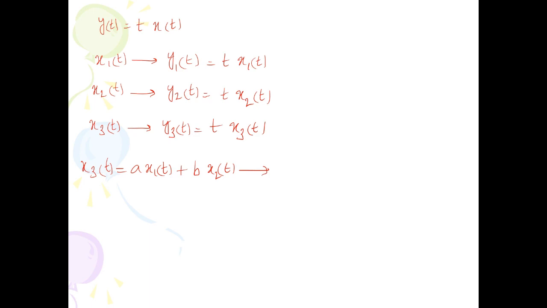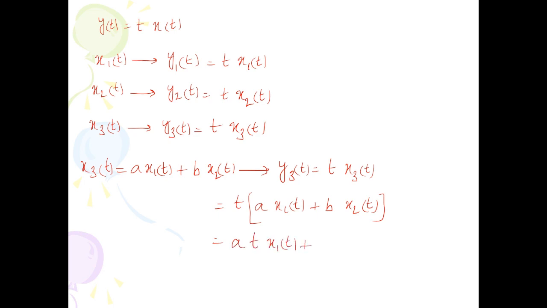Now this should be given as input. Now the corresponding output is y3 of t. What is y3 of t? t into x3 of t. So which is nothing but t into, what is x3? a into x1 of t plus b into x2 of t. Then this will be equal to a t into x1 of t plus b t into x2 of t.